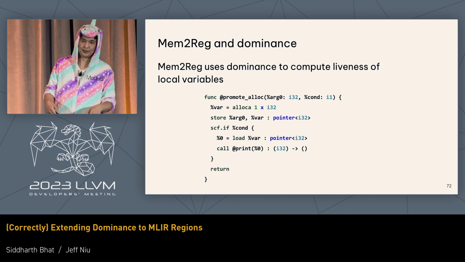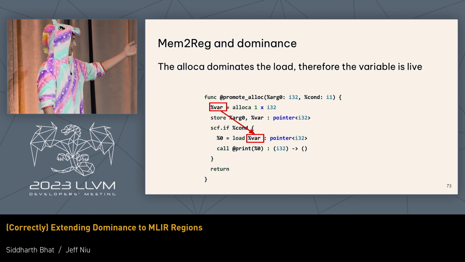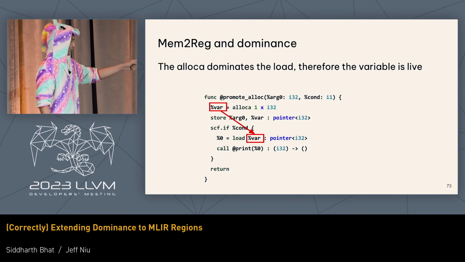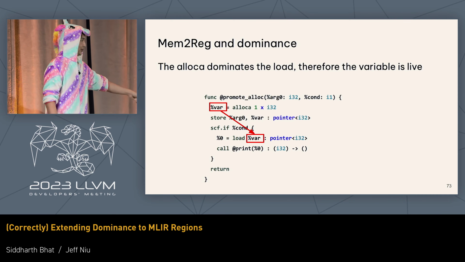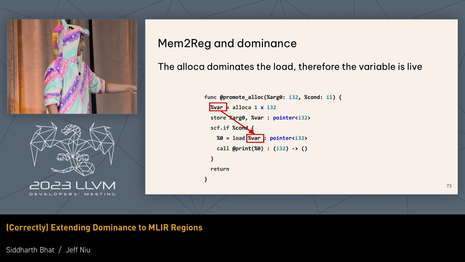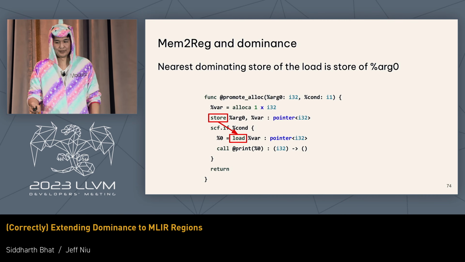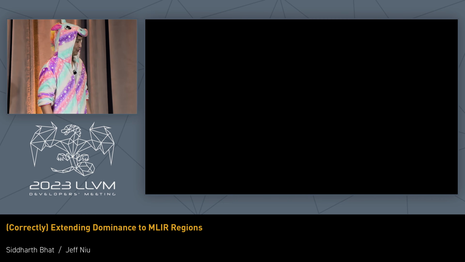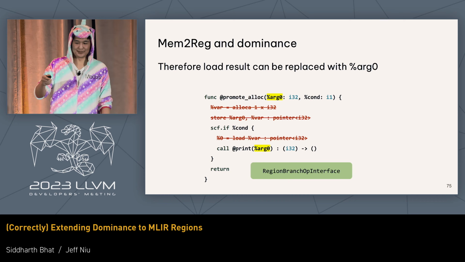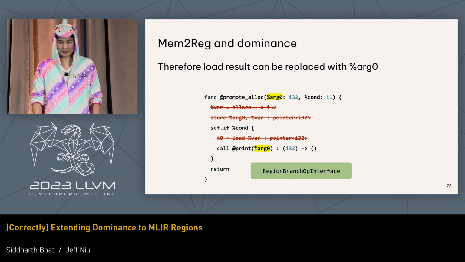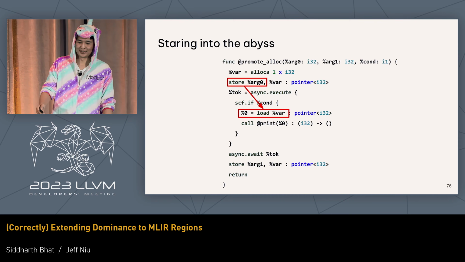Mem to reg relies on dominance to compute the liveness of local variables. So in this example, we have %var defined by a stack allocation. And this use of %var inside the region is in the child region of the function. And therefore, we say that the variable is live at this load. More importantly, the nearest dominating store of the load is the store of %arg0. And so we can replace the load of var directly with arg0 and promote this variable off the stack. It's very useful. It's a great optimization.